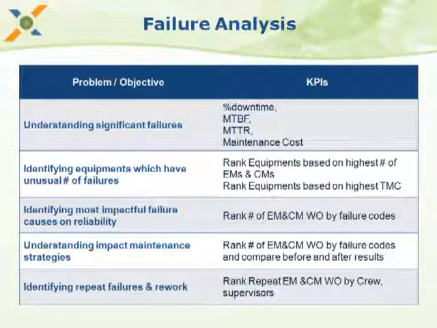Similarly, we can look at most impactful failure causes on reliability. So if we want to identify failure codes which have the highest emergency maintenance or corrective maintenance by failure codes, we can rank and identify those failure codes. I'm assuming that most of us, when we have a CM or EM, also correctly record failure codes. If not, in some companies we have seen that it's not recorded correctly, then it gives wrong results.